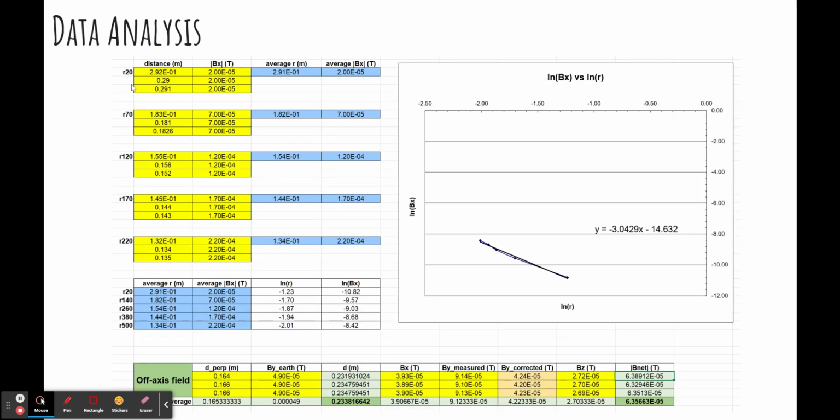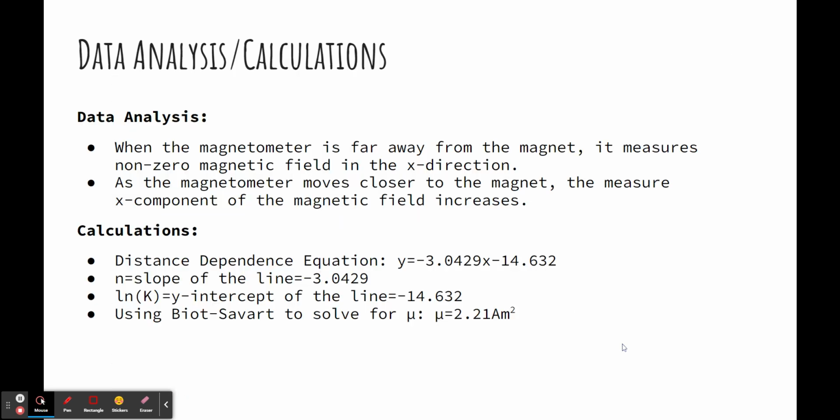So here's the data when we took it at 20, 70, 120, 170, and 220. That data was put into the graph. So here you have the equation where n, this is going to be the value of n, and you have the value of ln of k. And then this off-axis field will be used to compare the value of 6.36 times 10 to the negative 5. So when the magnetometer is far away from the magnet, it measures non-zero magnetic field in the x direction. As the magnetometer moves closer to the magnet, the measured x component of the magnetic field increases.